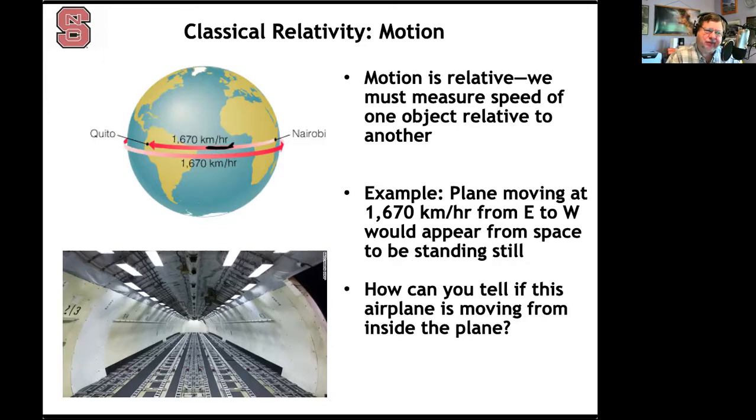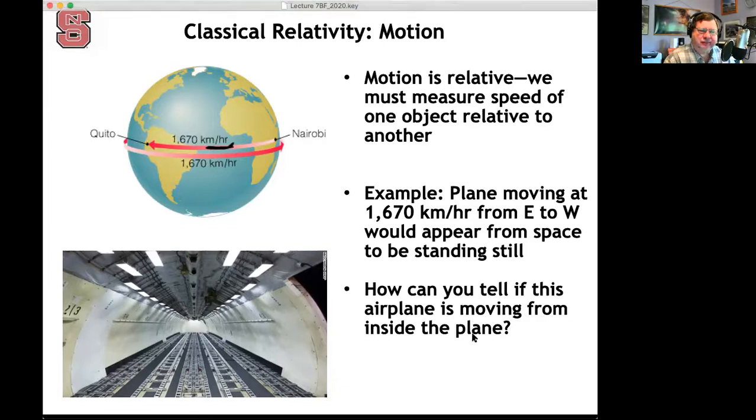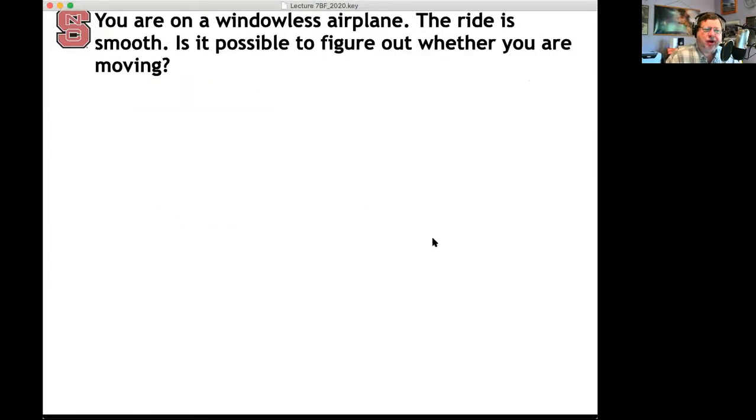And the earth is spinning around at 1,600 kilometers an hour. The earth is rotating around the sun at dozens of kilometers a second. The solar system is moving around the galaxy at hundreds of kilometers a second, and the galaxy is moving through the universe at thousands of kilometers a second. So we've got all these motions, and the fact that motion is relative is just common sense. So here's a question. You're in a windowless airplane. The ride is smooth. Is it possible to figure out that you are moving?